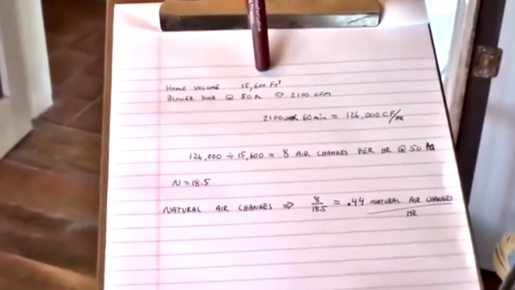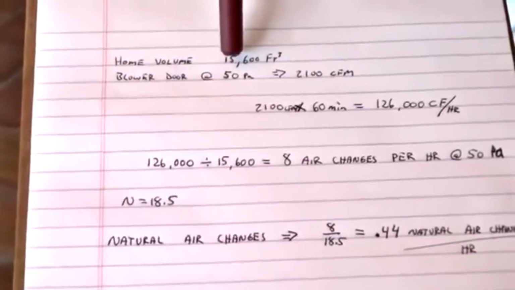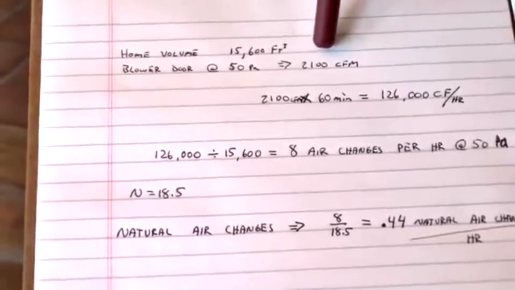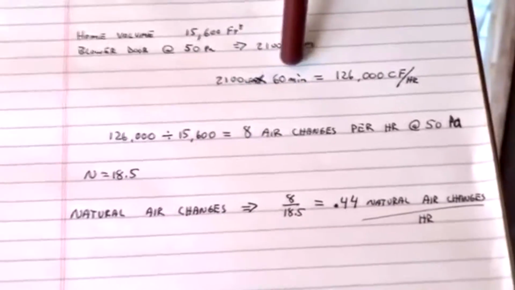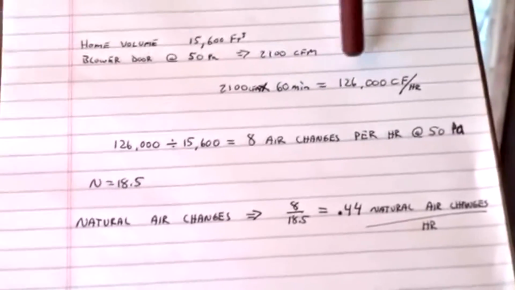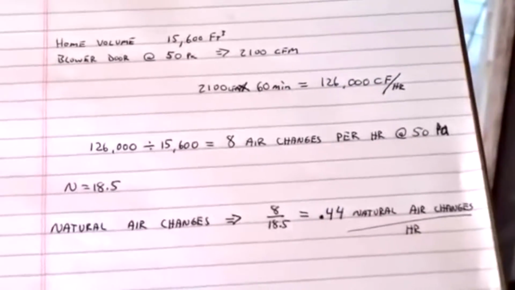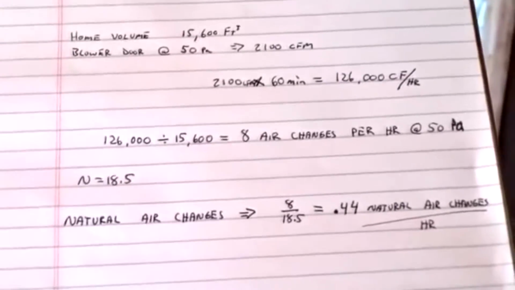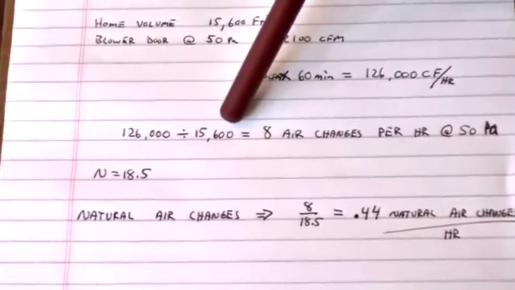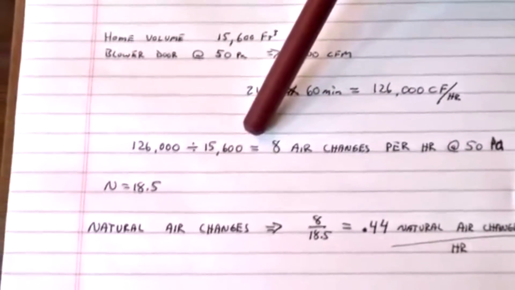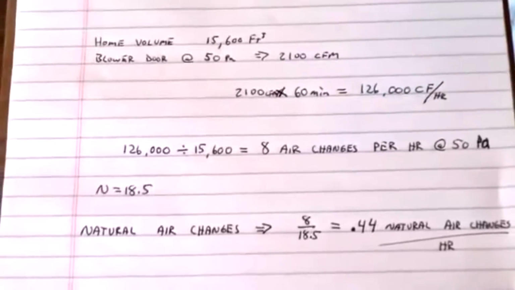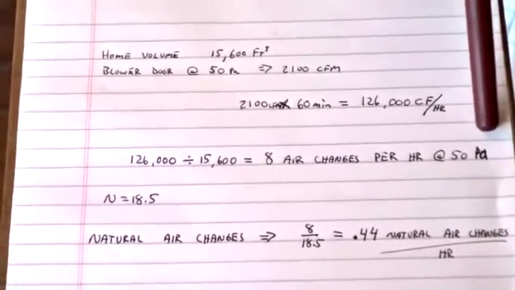Based on the measurements we took, we came out with a home volume of 15,600 cubic feet. Now with our blower door reading at 50 pascals, I called that about 2,100 CFM. 2,100 cubic feet per minute times 60 minutes, and we get 126,000 cubic feet each hour. Now we take that and we divide that by the volume of our house, 15,600, and we're getting 8 air changes per hour at 50 pascals.